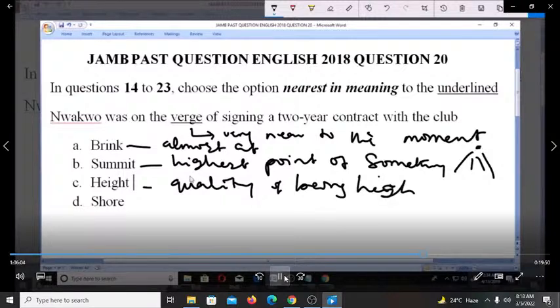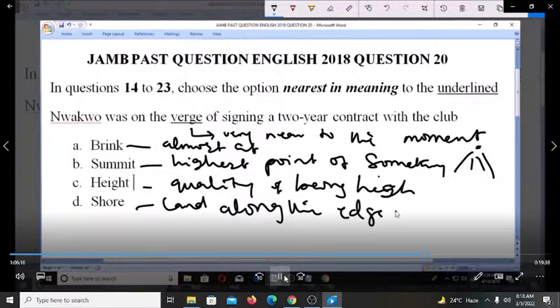Now, shore is the land along the edge of a sea. That is what shore is. You understand? So you can see that all these words have some similarities, but the one that is most close is verge, very near to the moment, almost at the moment. So option A is the answer, because brink is very close to verge as against the other options. So we're picking A. Thank you.